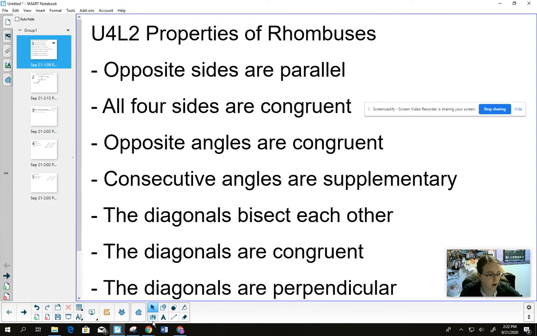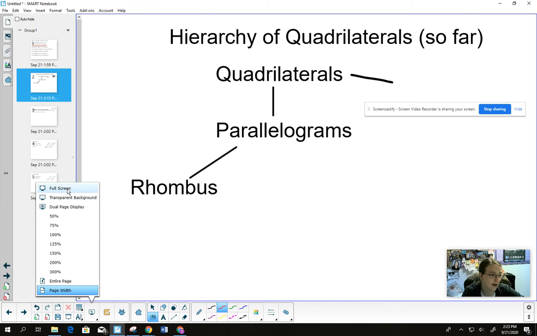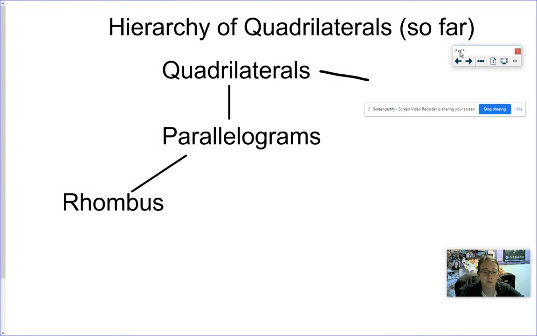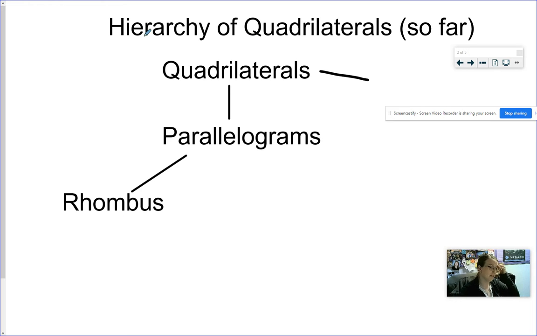What makes a rhombus specifically is that all four sides are congruent. That's the definition of a rhombus. If I have four sides exactly and they are congruent, we can call that shape a rhombus. However, and you don't have to copy this part down necessarily, but we're going to keep adding to it. Here's where a rhombus fits in the hierarchy of quadrilaterals.